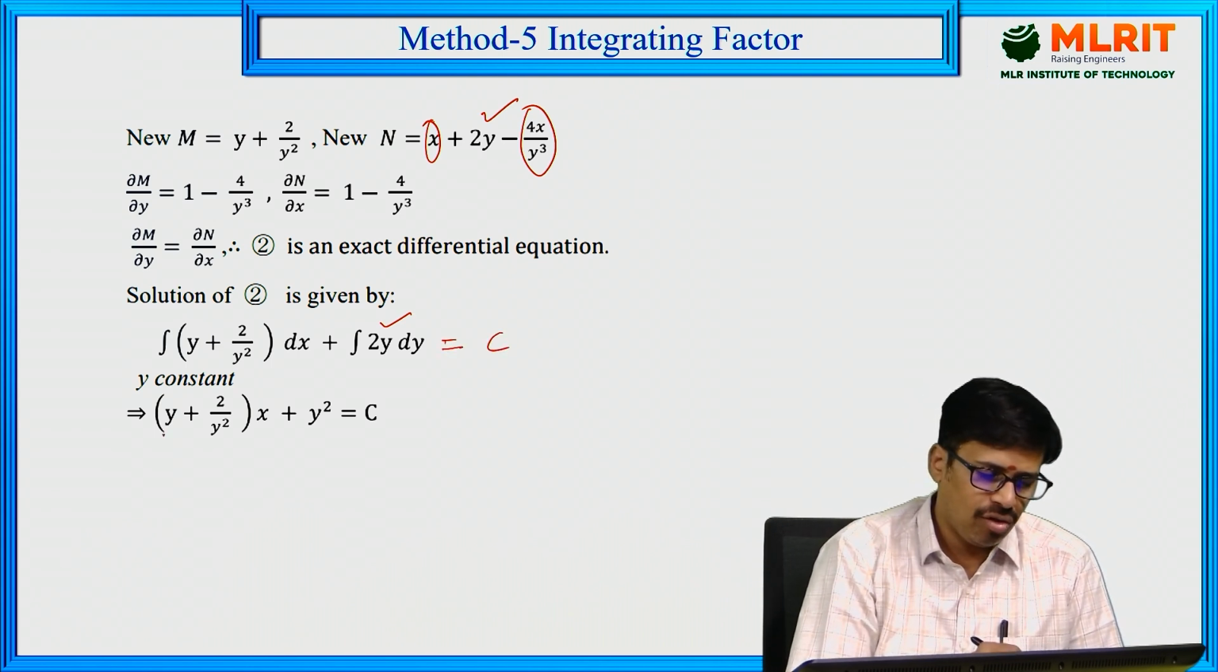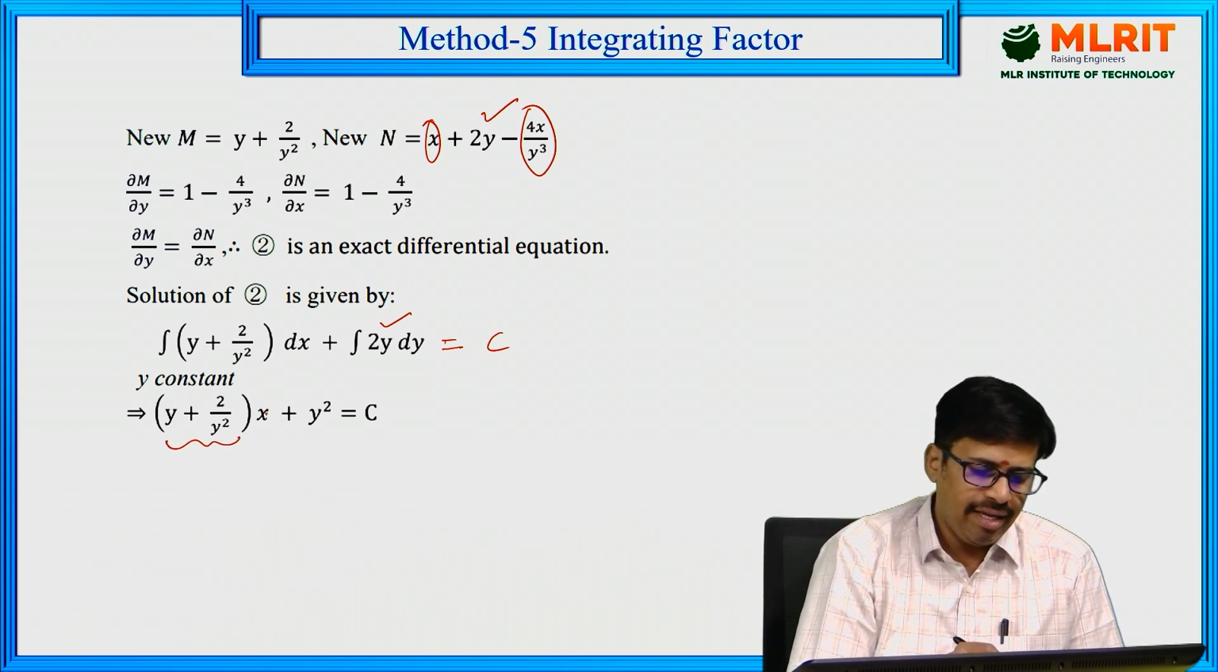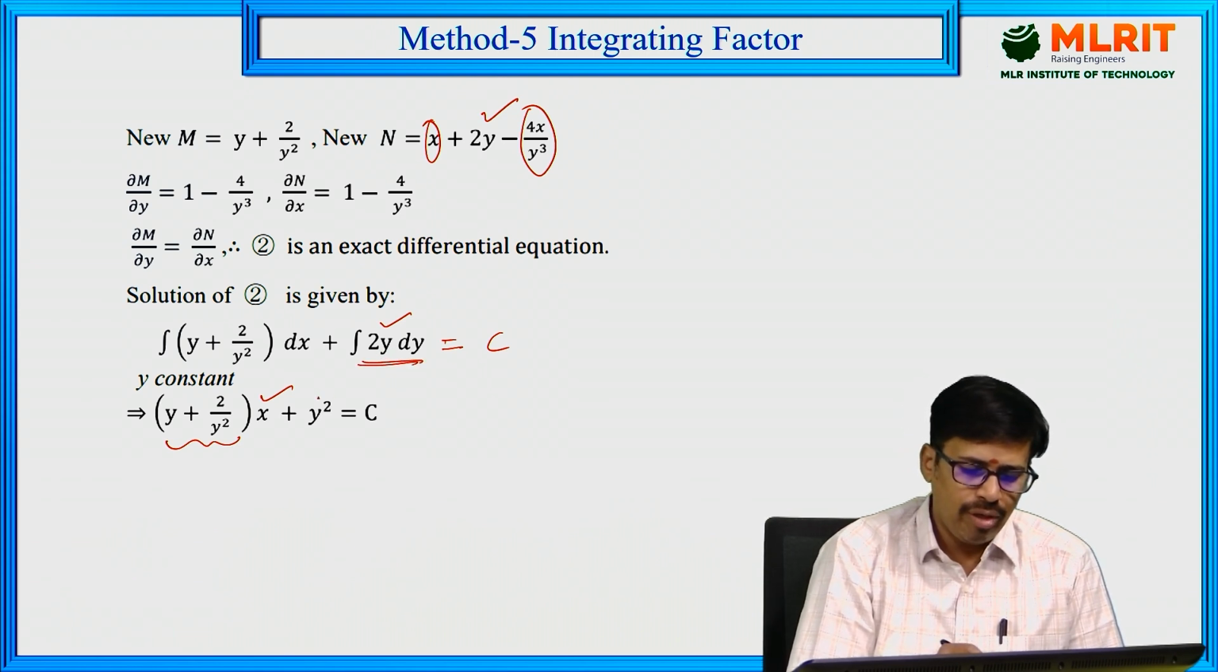So integration of y dx is this. This is completely constant, don't integrate that. Integral dx is x. Here y is not constant, so integration of this, 2 into y square by 2, the 2s get cancelled, plus y square equal to c.